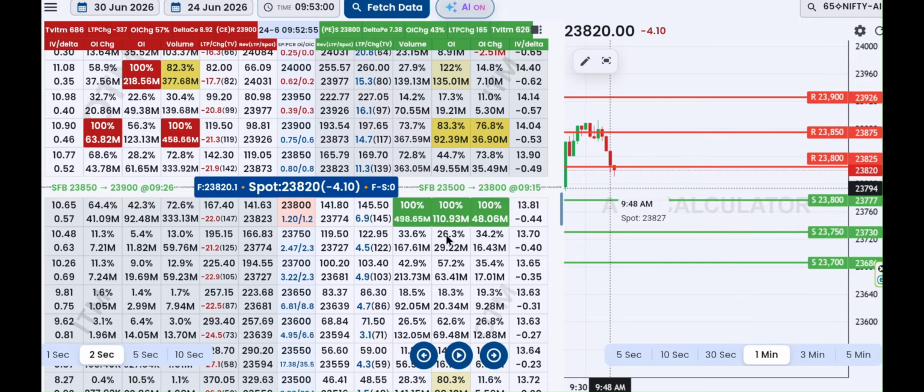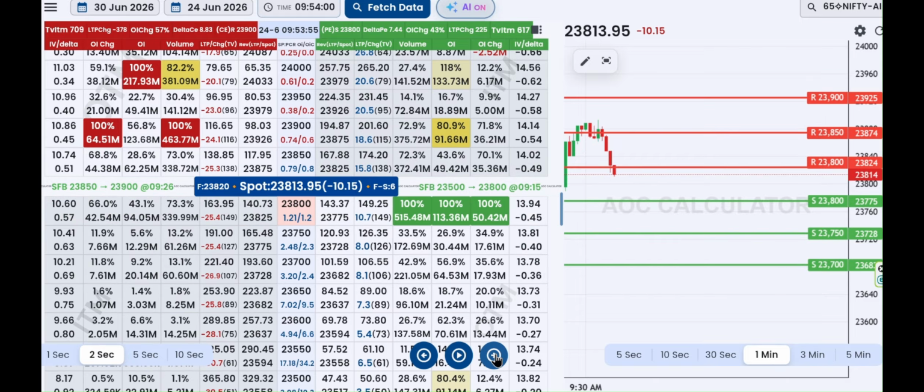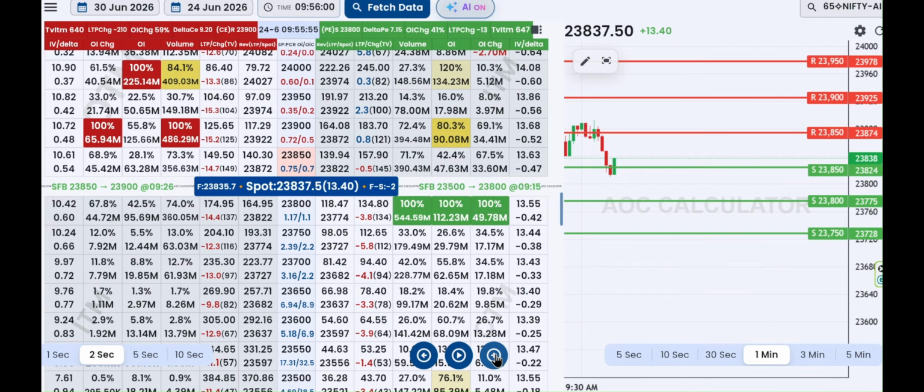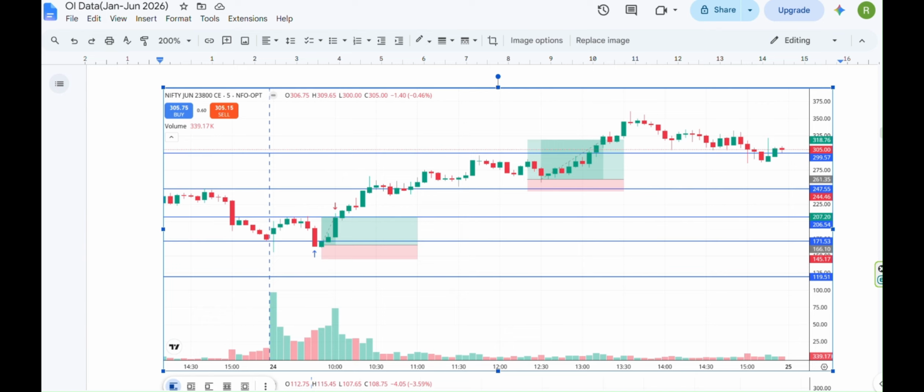Once one of these confirmations appears near 23,800, we can confidently enter the bottom reversal trade. In this example, 23,800 acts as the bottom reversal level and a strong support zone. Since institutional traders are holding significant positions at this level, the probability of an upward reversal is much higher. This is another excellent example of identifying and trading a bottom reversal using option chain analysis.